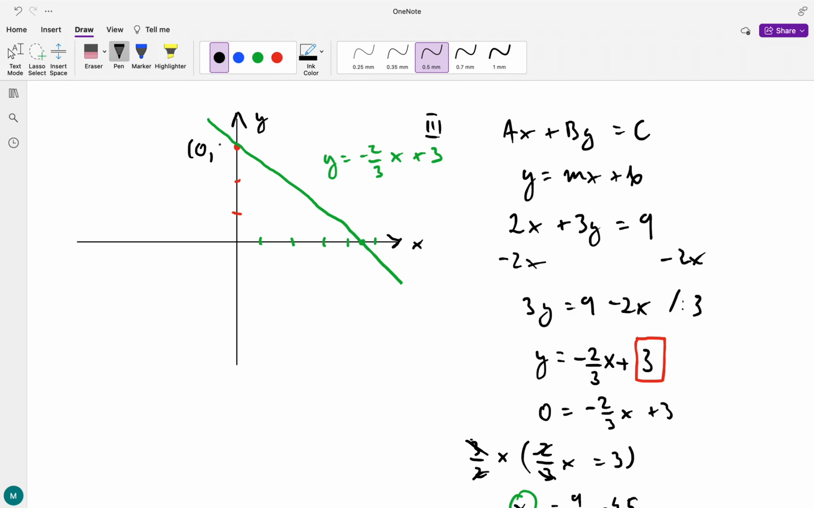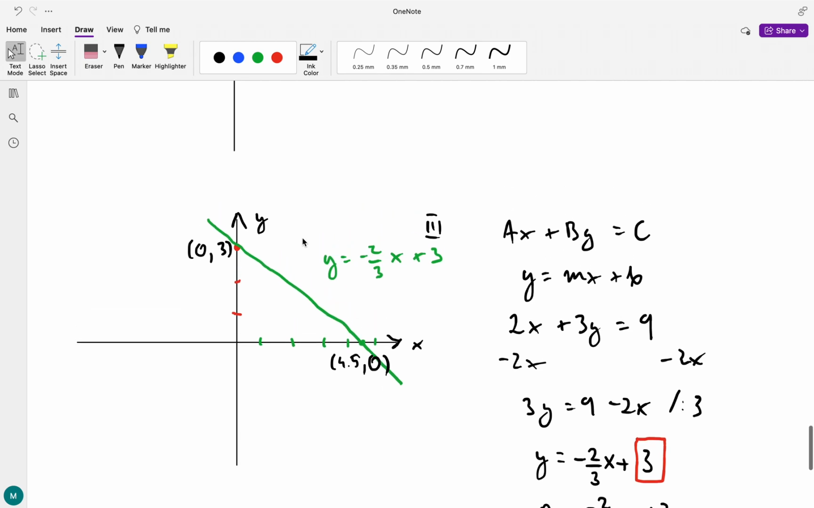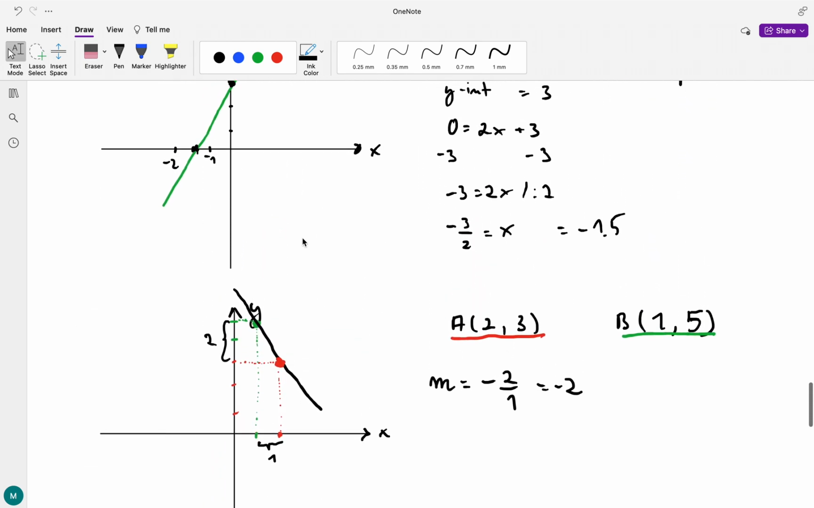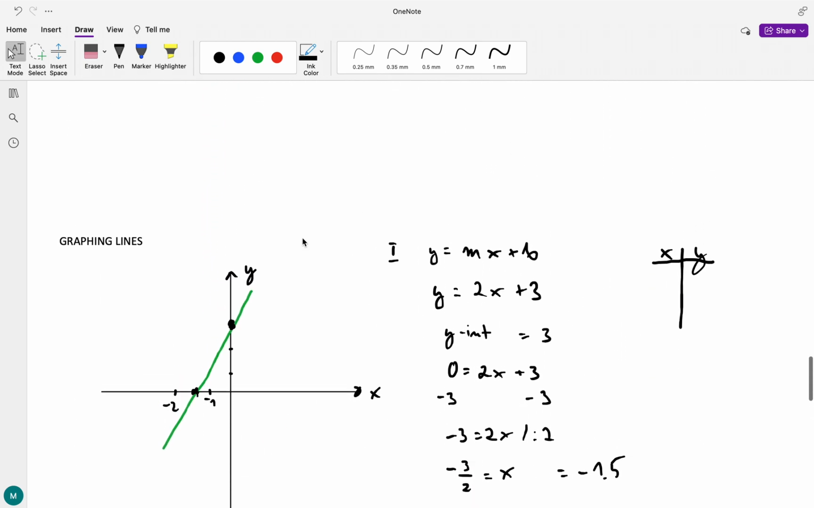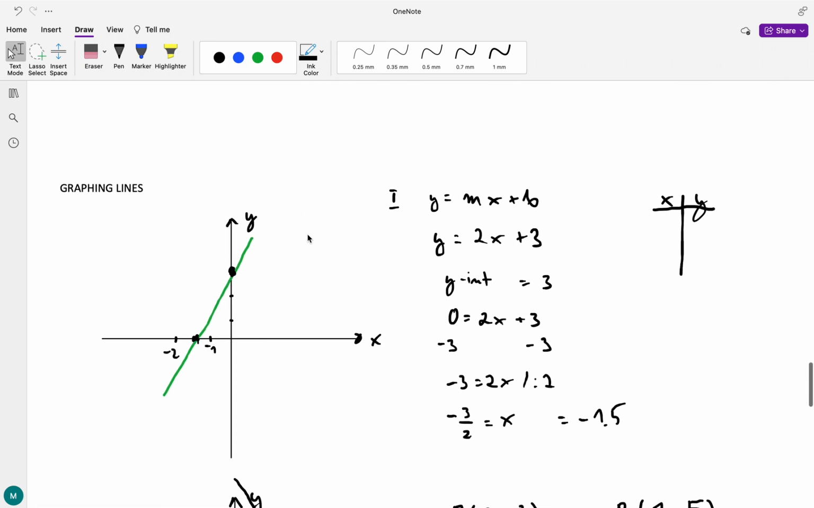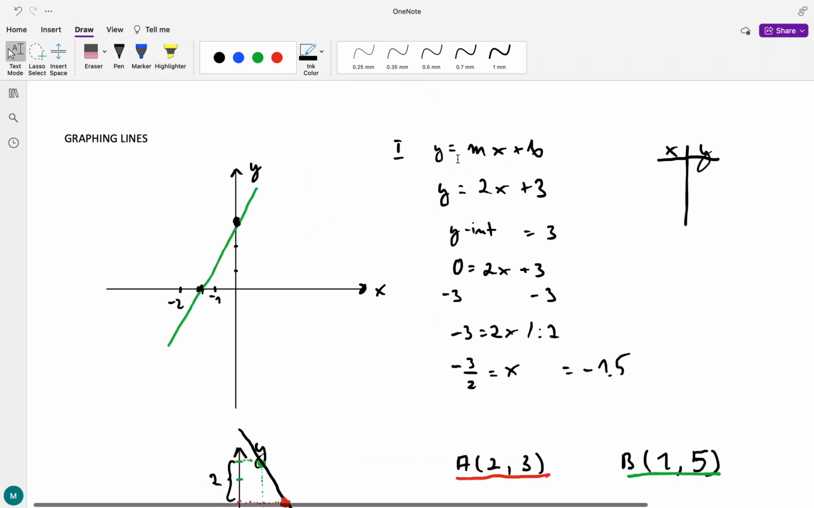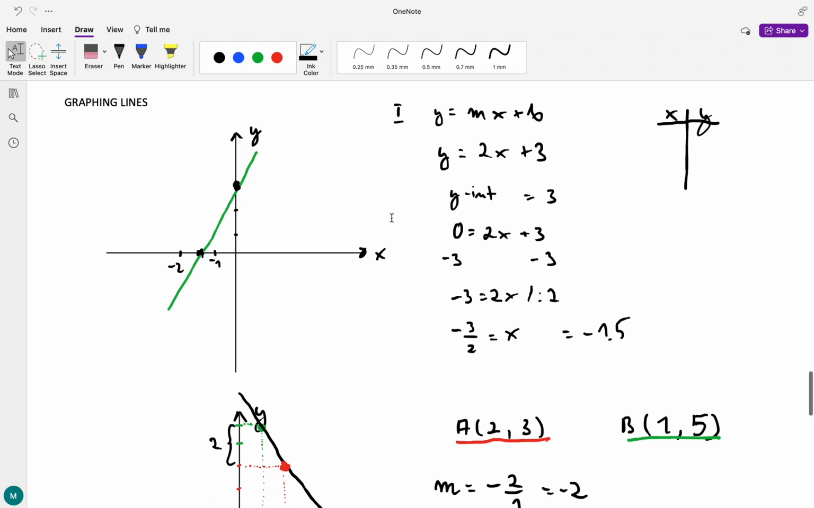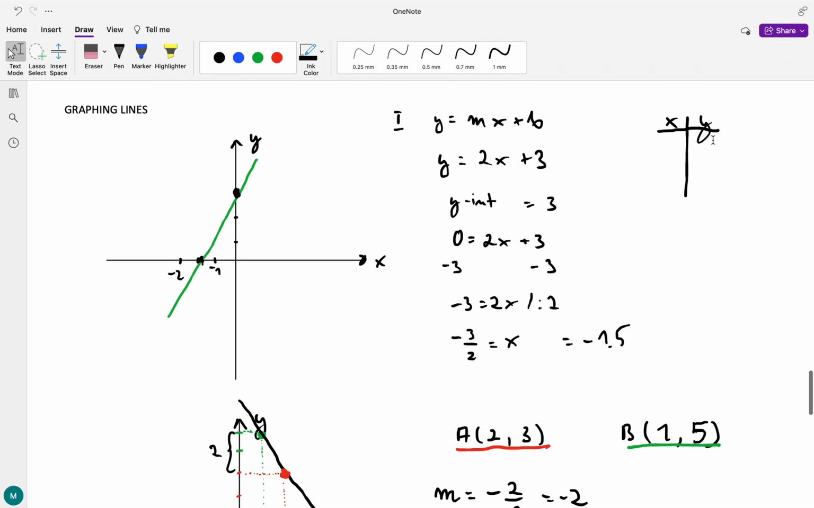We have 0, positive 3, and we have 4.5, comma 0. So that's how you graph lines using different methods. Now, if for some reason you forget how to use the slope-intercept form to find the y-intercept and x-intercept, you can always do a table.